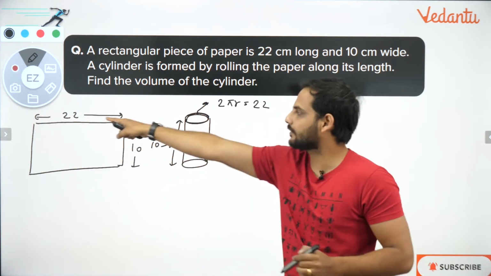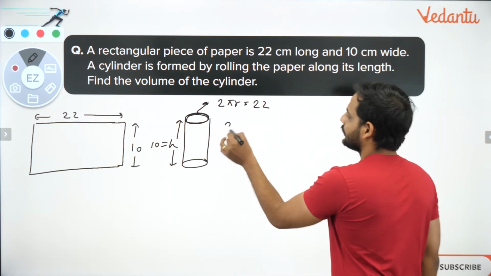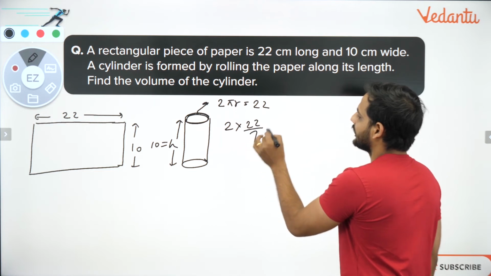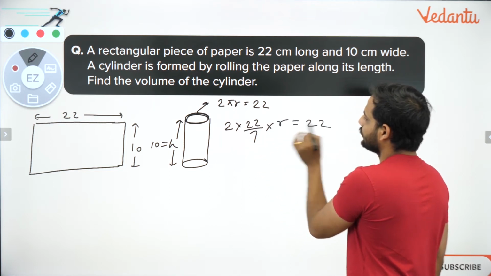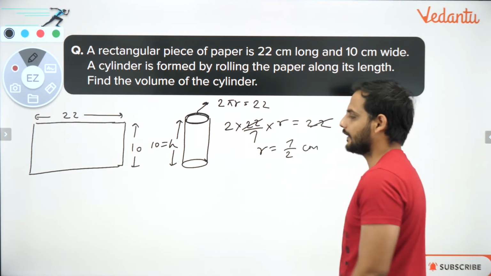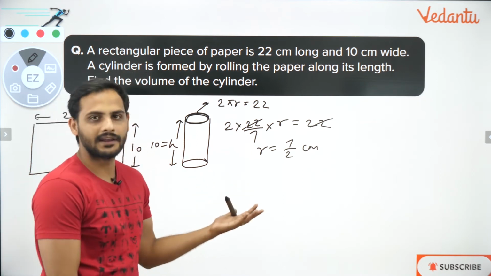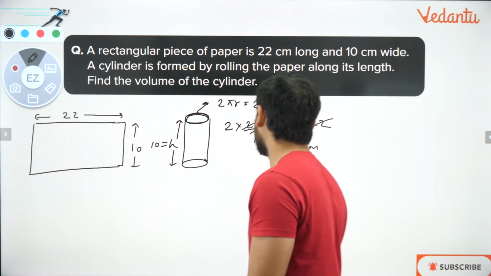So 2 pi r is equal to the length of the paper. So from here I can get the radius of the cylinder. So you will say 2 into 22 by 7 into r is equal to 22. So this cancels with this. R is equal to 7 by 2 centimeter. That is your radius of the cylinder. Now what they are saying, find the volume. So just do pi r square h, as simple as that. Okay, so that can also be solved.